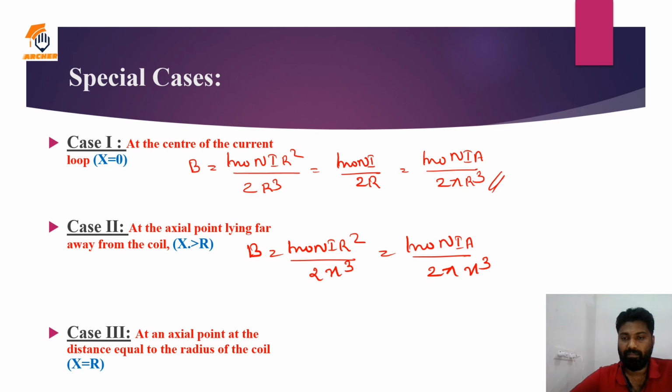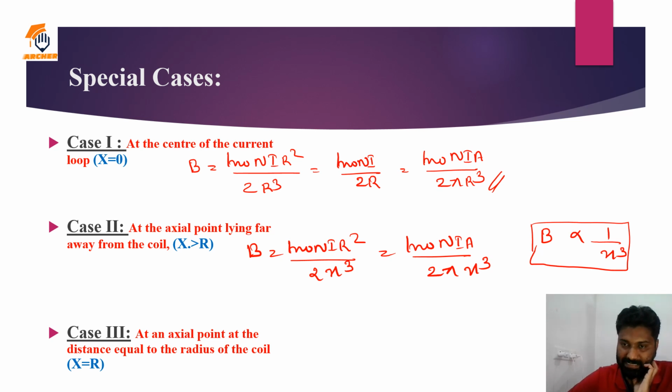So here, what is the field here? The field is directed along the axis of the loop. That is, we can write this as B is proportional to 1 by x cube. So if the distance x increases, then B will reduce.